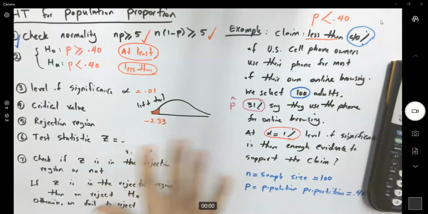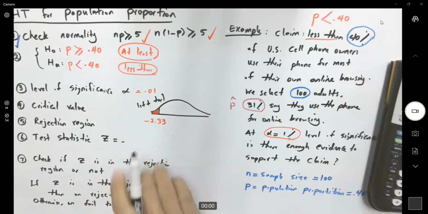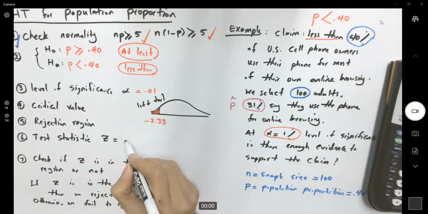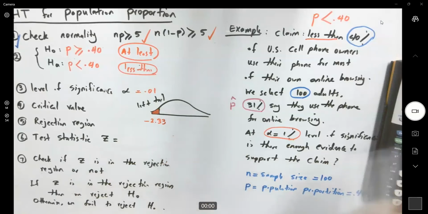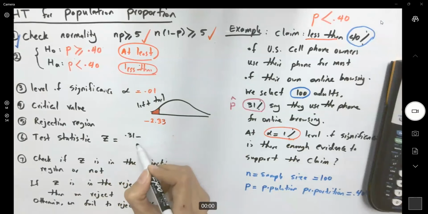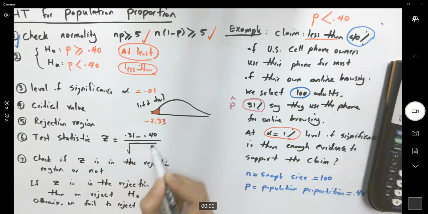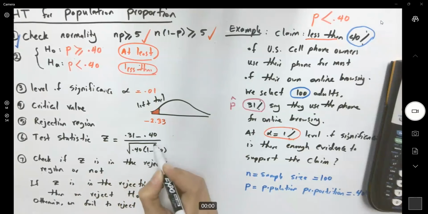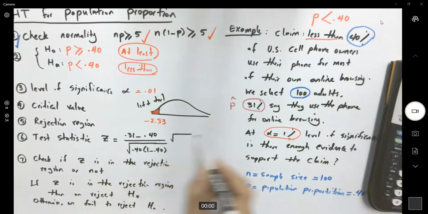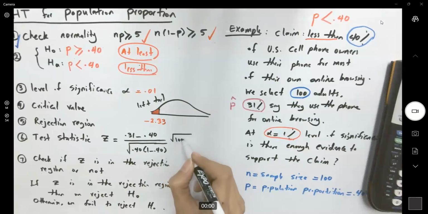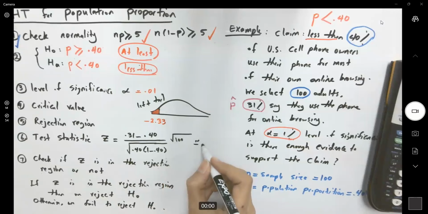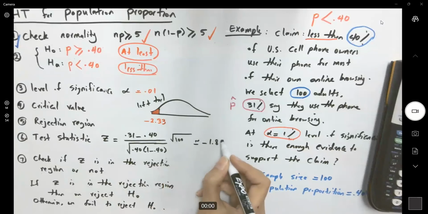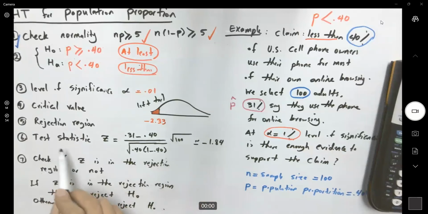and calculate this number here. Very good. So Z is equal to P hat, which is 31%, minus P, which is 40%, divided by square root of P times 1 minus P, P 40%, 1 minus 40%, times square root of N. N is 100. By using our calculator, the number that we get is approximately negative 1.84. This is my test statistic.